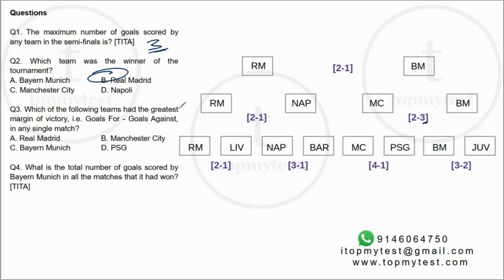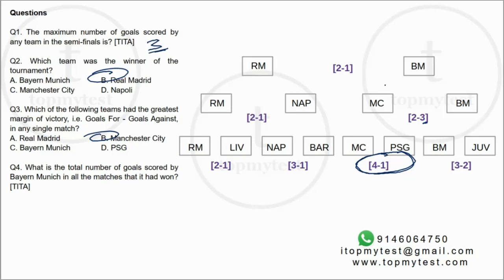Which of the following teams had the greatest margin of victory? Goal for versus goal against. Now this is Manchester City against PSG, 4-1. That is the maximum difference. Here the difference is 2. Here the difference is 3. Everywhere else it is 1. So option B.